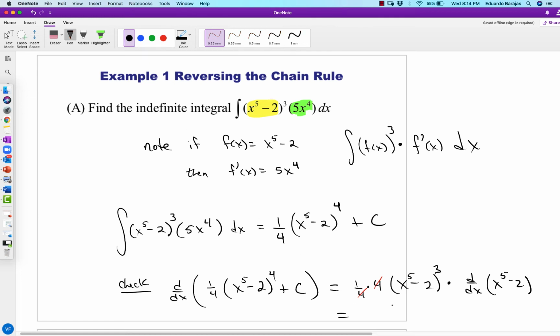And so I end up with exactly what I had expected. (x^5 - 2)^3 times 5x^4. Right? So that's exactly the integrand over here. Good. So this confirms that this is our answer.